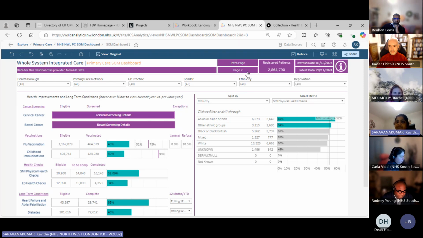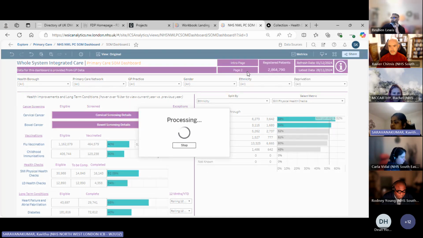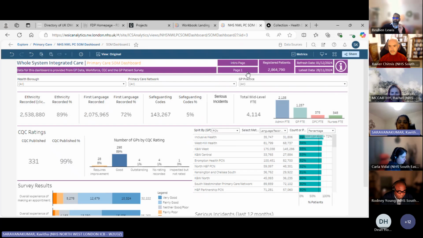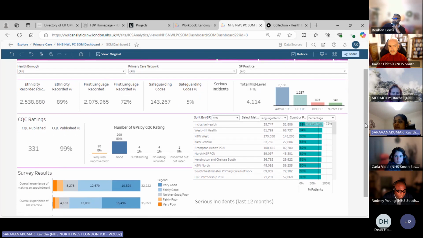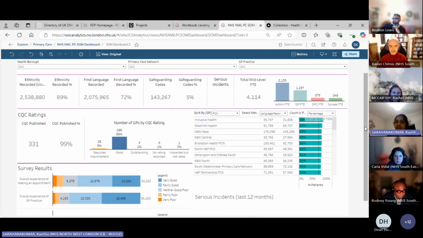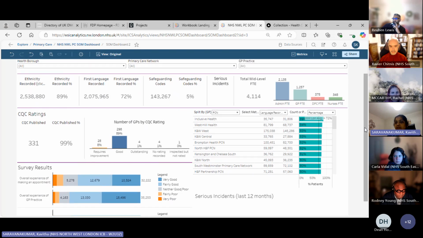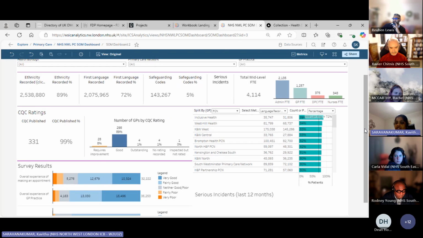Then we have a page 2, which is moving into some of the other softer metrics around CQC rating, patient survey, serious incidents, all of those things, which is not something that gets looked at all the time in relation to QOF or anything, but still really important to understand the patient experience and the performance of the general practice as a whole. So we have about 5 things that we said we will focus on as part of this proof of concept.